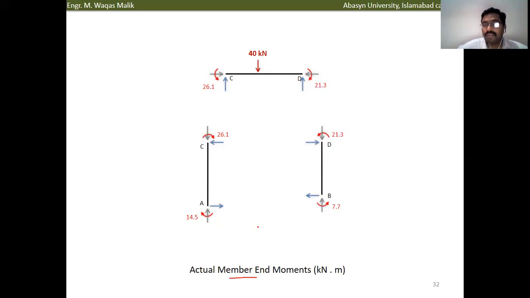So the only difference between the sway frames and non-sway frames is that in case of sway frames, we have to draw two moment distribution tables. One where we permitted the side sway, and the other where we prevented the side sway. So the summation of the two moment distribution tables actually results in the actual member moments of the structure. And once we have the actual member end moments, after that the procedure for both sway and non-sway frames, or for the beams, is the same.